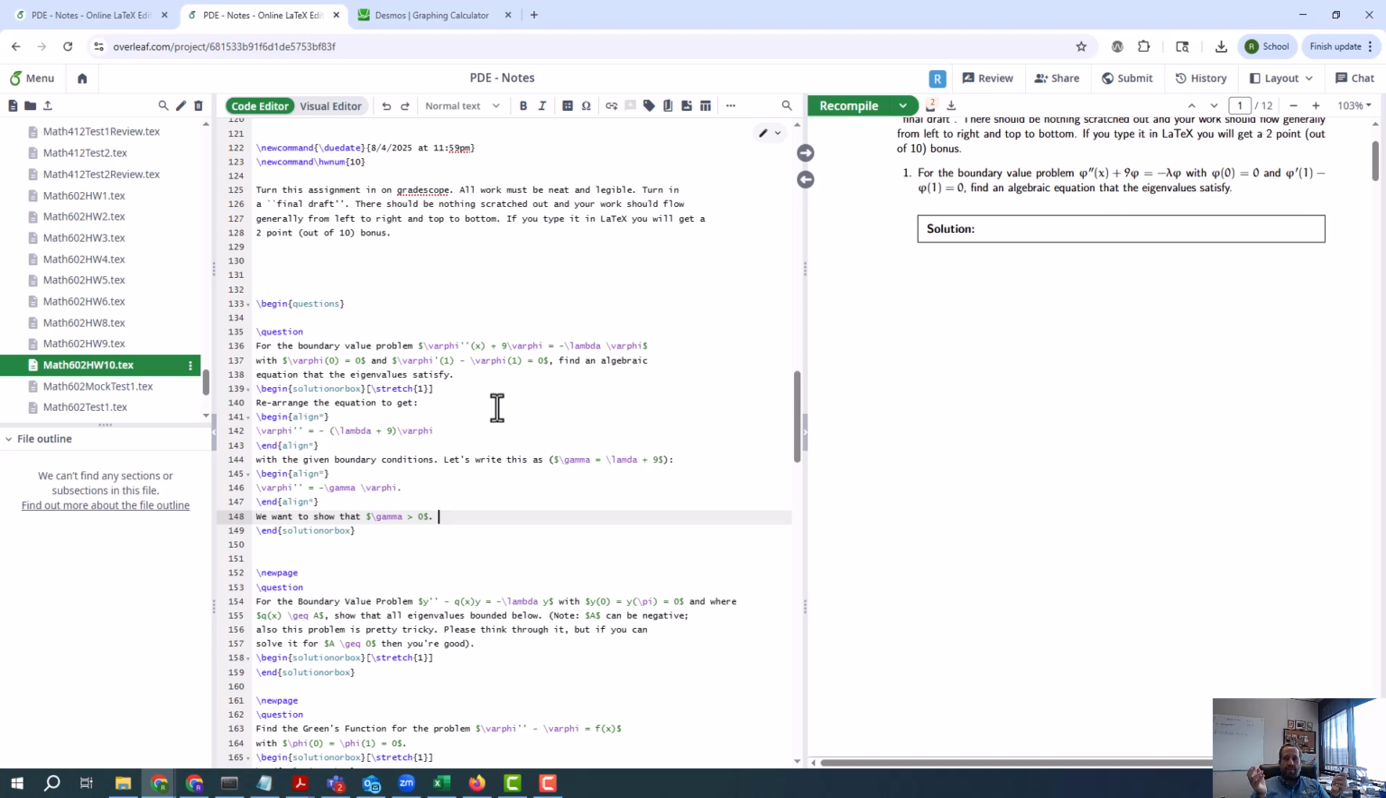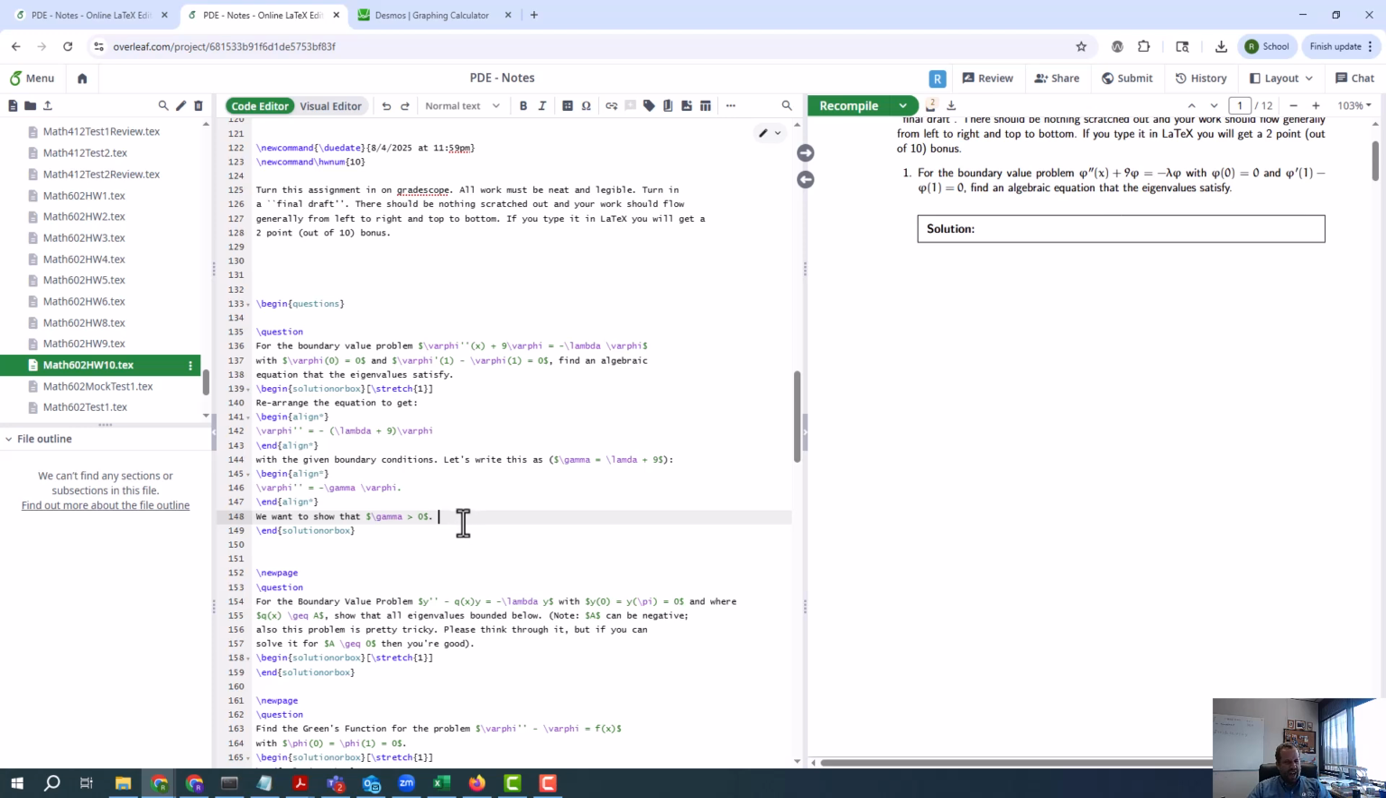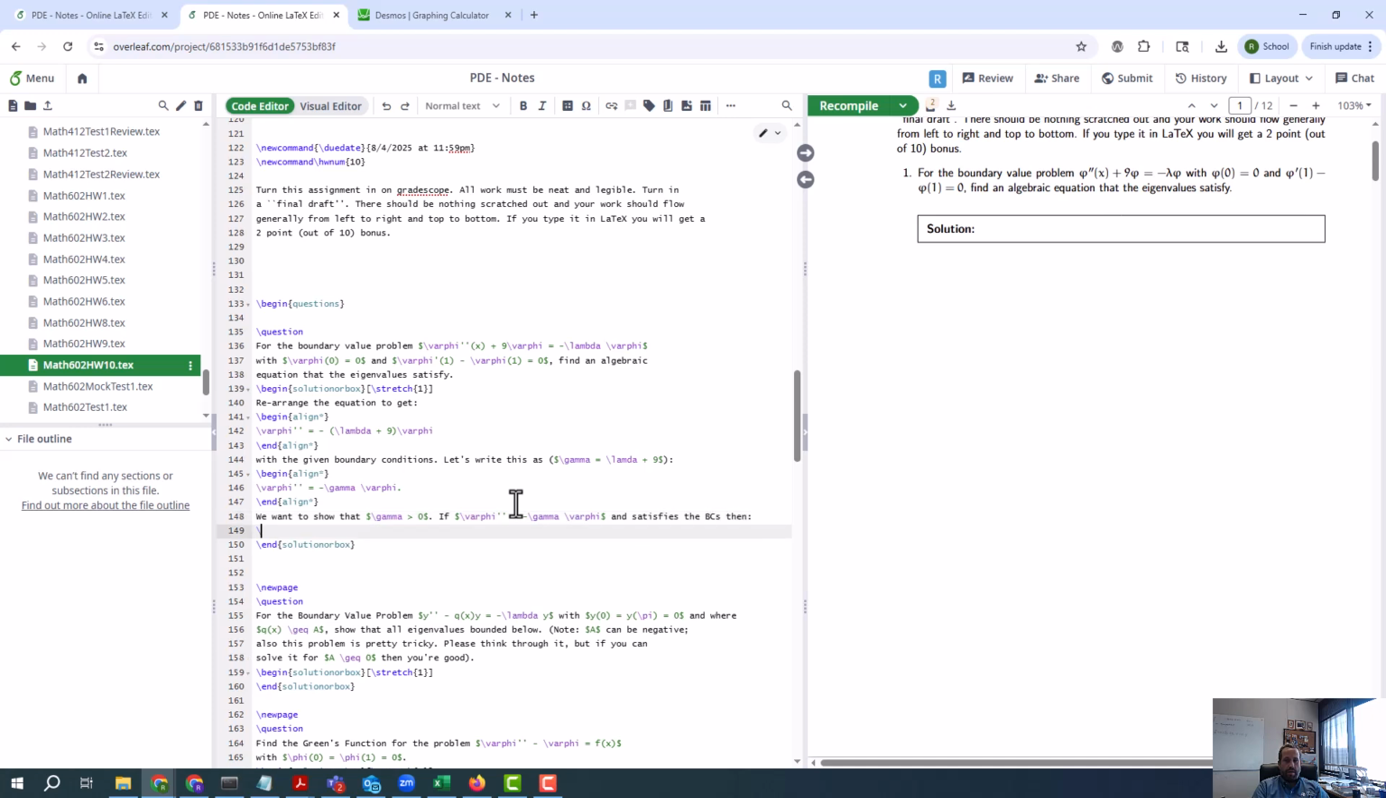I'm going to do it a slightly different way, one that's related to how we do it down here. So we want to show that gamma is greater than 0. Okay, so what can we do now? If phi double prime is equal to minus gamma phi and satisfies the boundary conditions, then we're going to have the following.